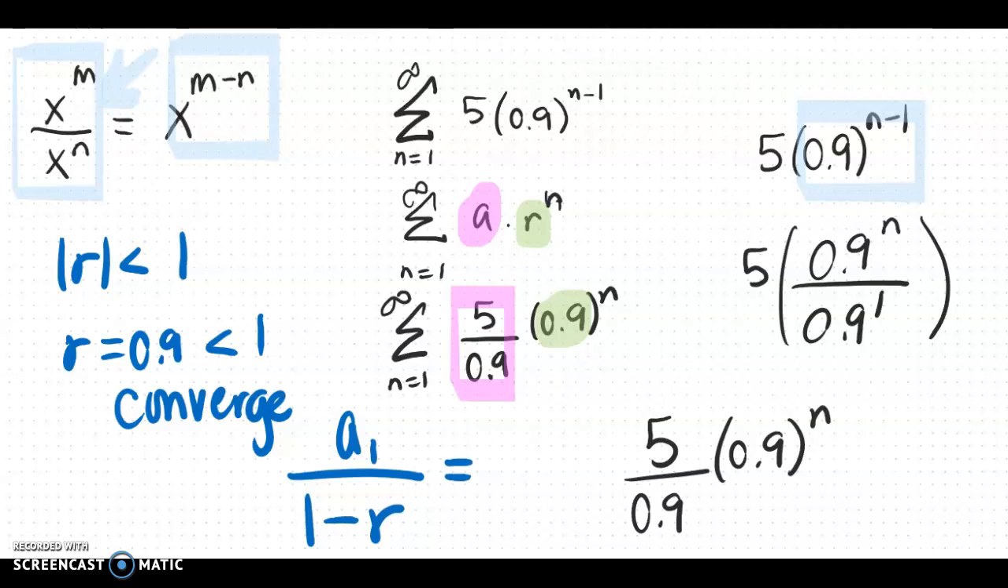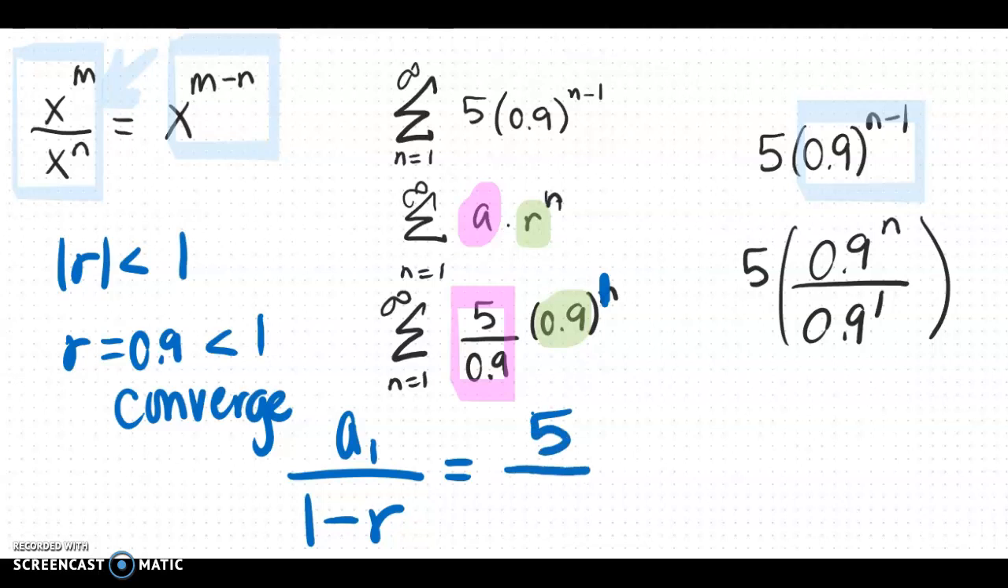So the first term here, if you had plugged in a 1 here or here, you would get 5 for the first term. The 0.9s would cancel, or over here, 0.9 to the 0 power is 1. 5 times 1 is 5. And then you'll have 1 minus 0.9. And so this is what it converges to.